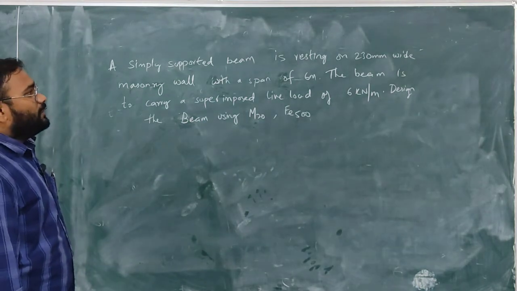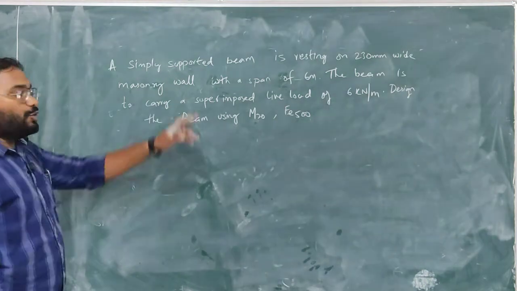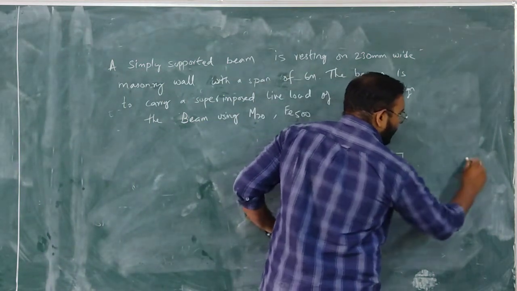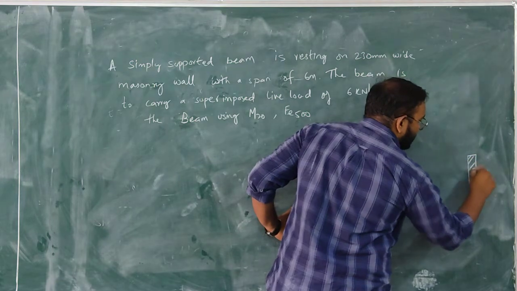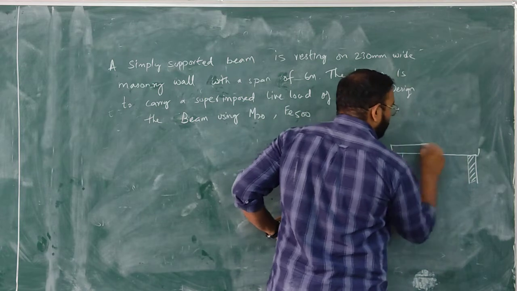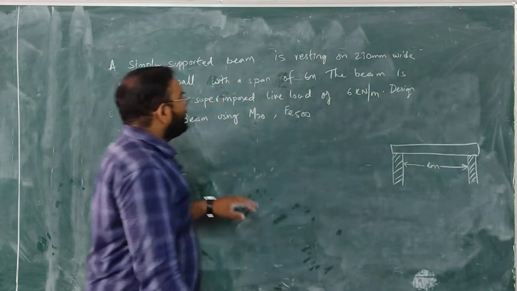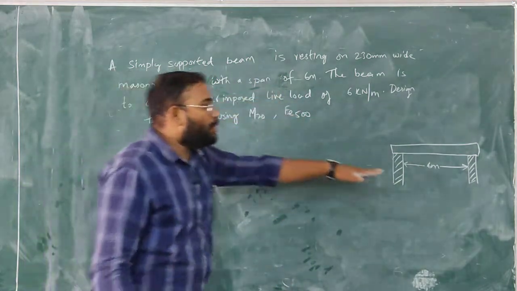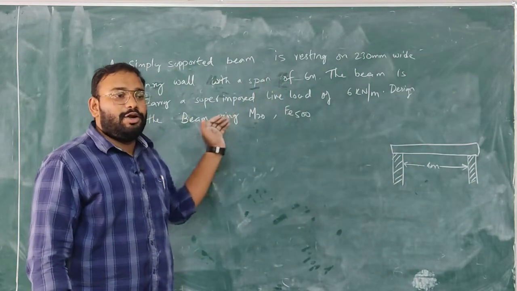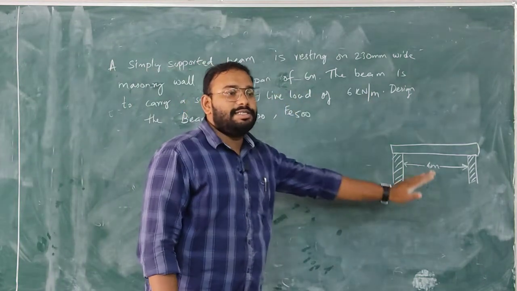If you see this problem, you have a beam of span 6 meters which is resting on a 230 mm wide wall. It is resting on a wall like this, with a 230 mm thick wall on either side. The clear span distance is given as 6 meters. If nothing is mentioned regarding span, you should always assume it is a clear span. If you are given the effective span directly, you need not calculate it in your steps.